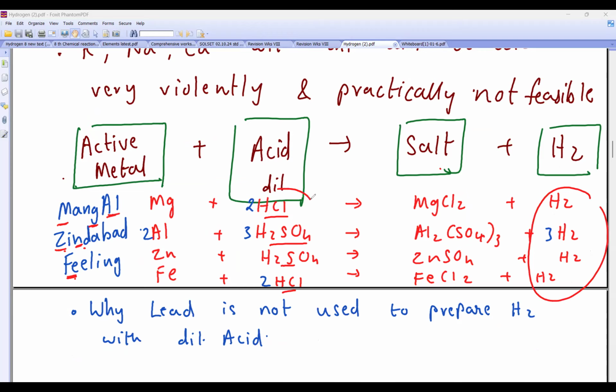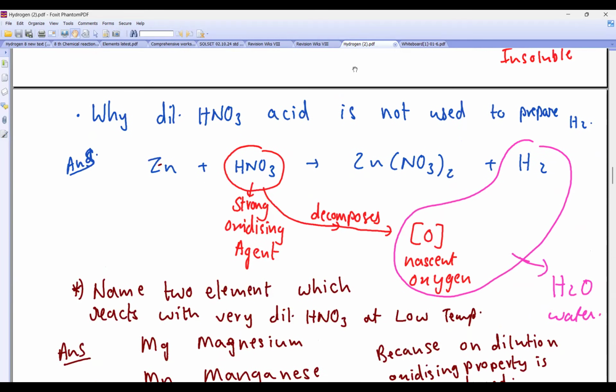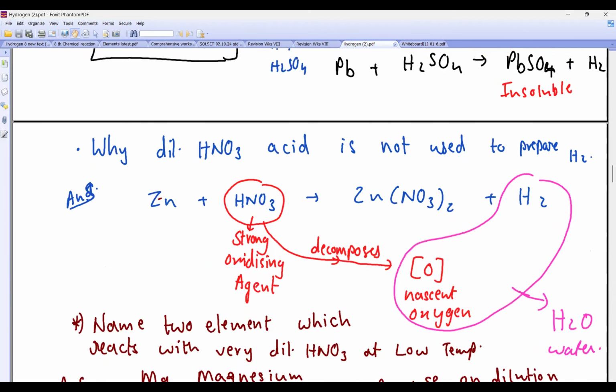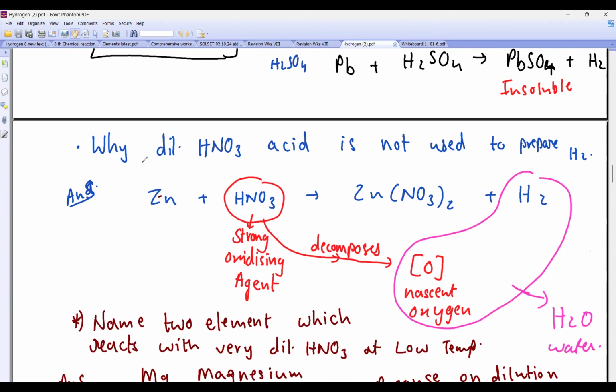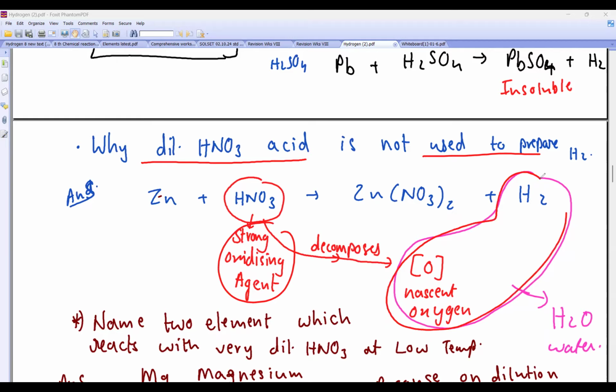Now, can you see in this, beta, I have not used HNO3. Why is nitric acid not used? I can use dilute HCl or H2SO4, but I cannot use nitric acid. Give reason why dilute nitric acid is not used. Because it is a strong oxidizing agent, and being strong it gives nascent oxygen. It will oxidize hydrogen to water. Clear? Right?